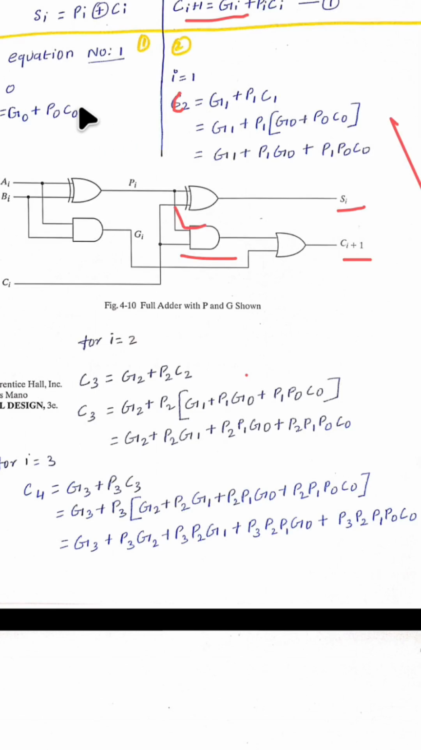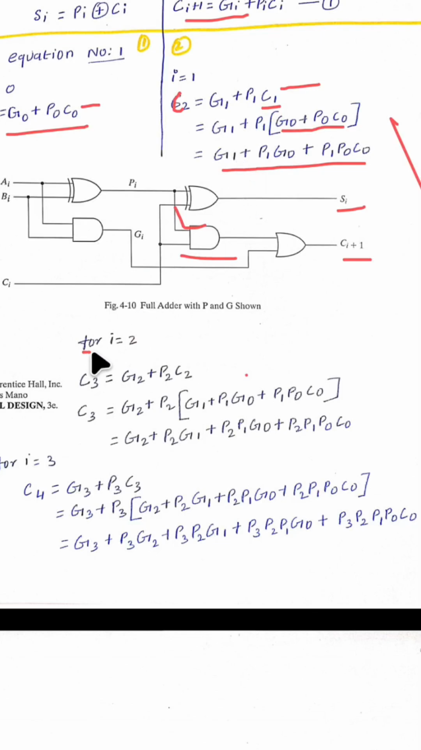I already know what C1 is here, so I am substituting this C1 here. C1 is equal to G0 plus P0 C0. So I have substituted whatever value I have, and now I have multiplied this value. So now I have got C2.